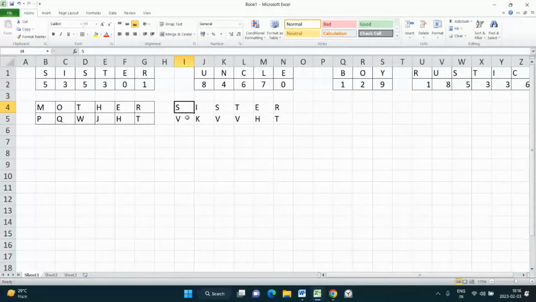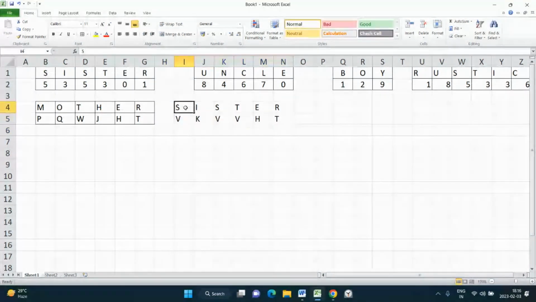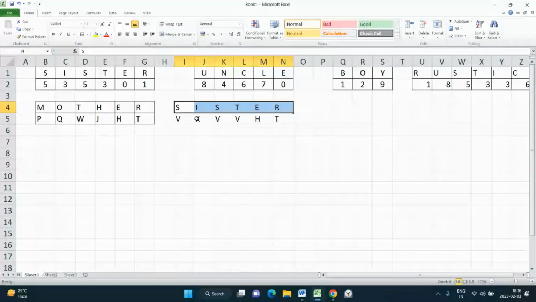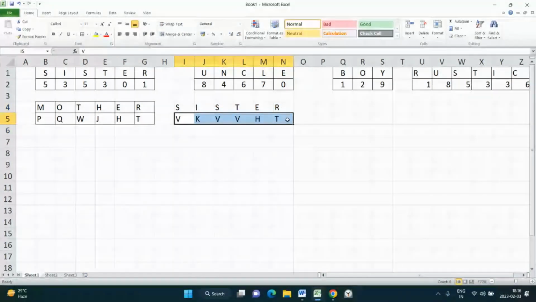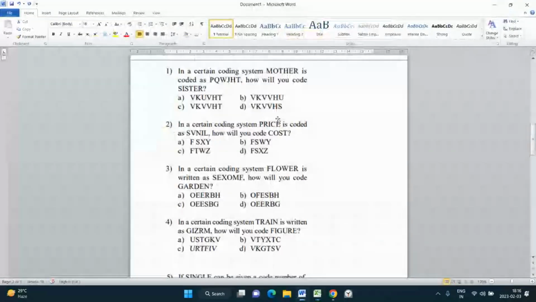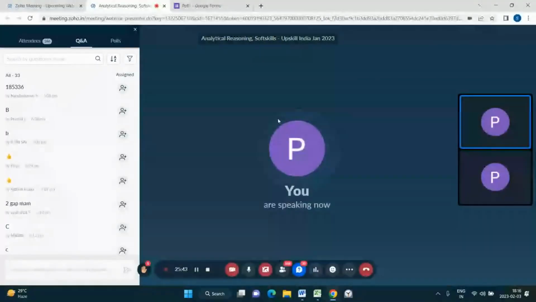Even if they hack, they cannot make sense. If somebody is hacking this particular item, they will come to note that VKVVHT, and they will not be able to identify this is equal to sister, because you had your own way of representing sister in this format. Understood? Trust you all understood, correct?